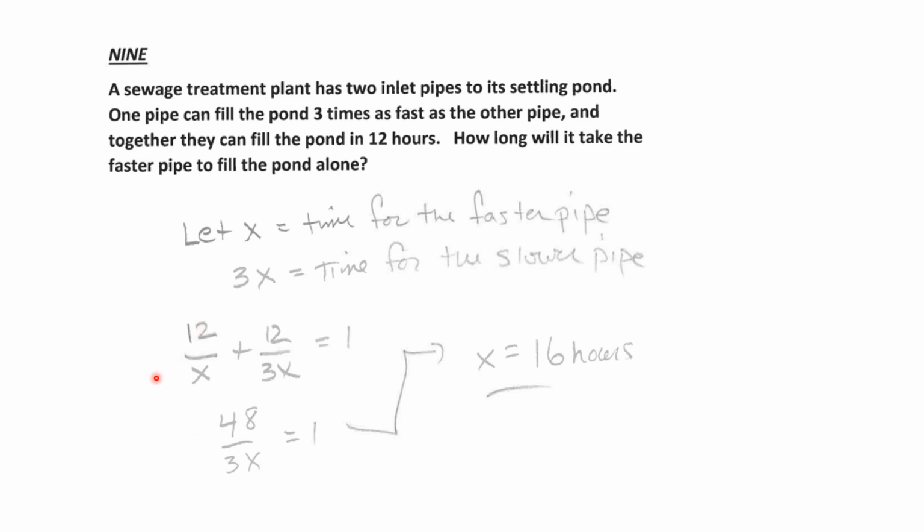The amount of work that is done is rate of doing work times time. 1 pond per x hours, times 12, plus 1 pond per 3 times x hours, times 12, equals 1 pond. You solve this by getting a common denominator, and you find that x is 16.